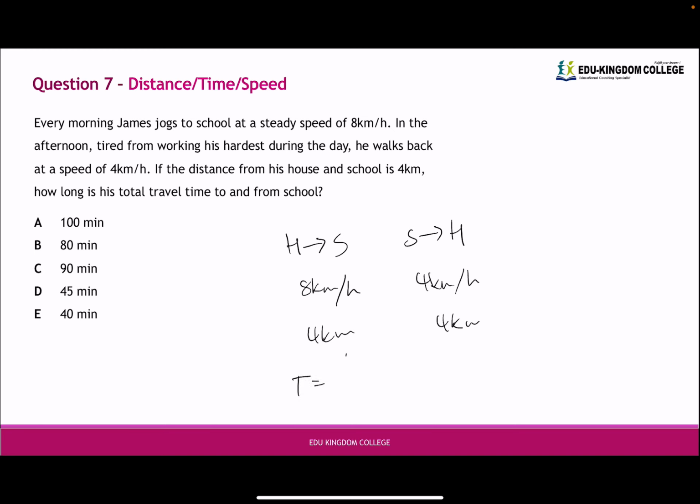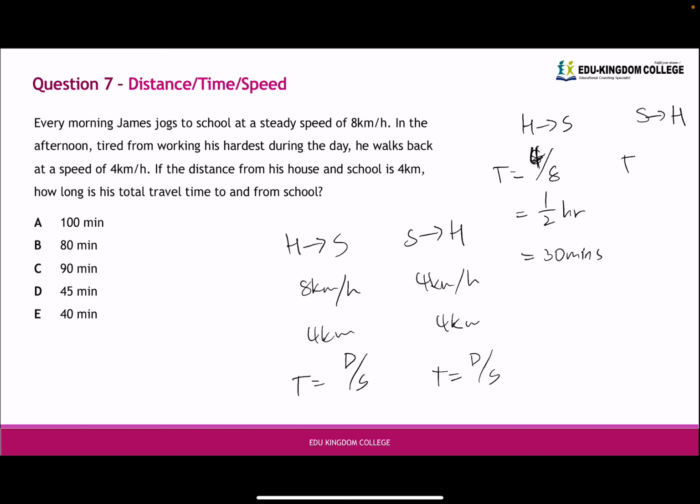It should be T, time equals distance over speed. Okay, time equals distance over speed. And so on his way from home to school, that is going to be 4/8. T equals 4/8 equals half an hour equals 30 minutes. From school to home, T is going to be 4 kilometers over 4 kilometers per hour. And so that's going to equal 1 hour, which equals 60 minutes. So when we add these together, we should get 90 minutes, which is C.